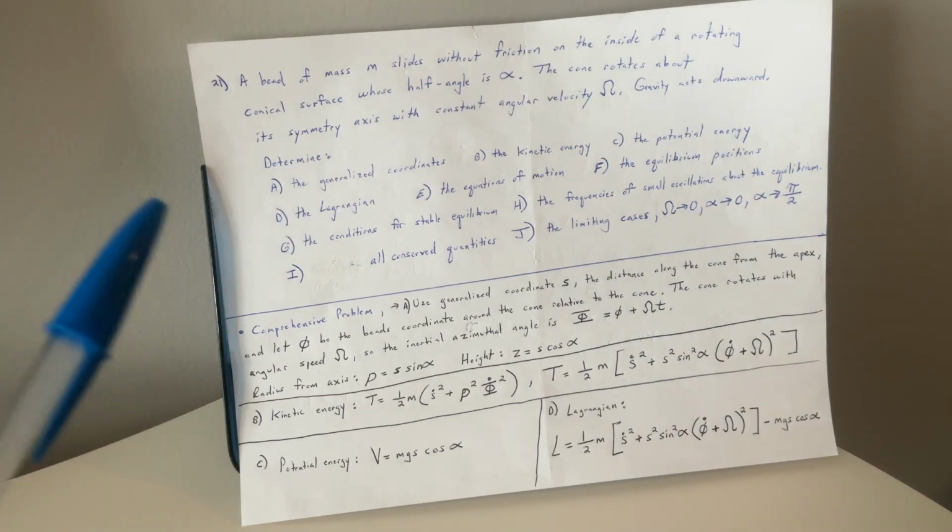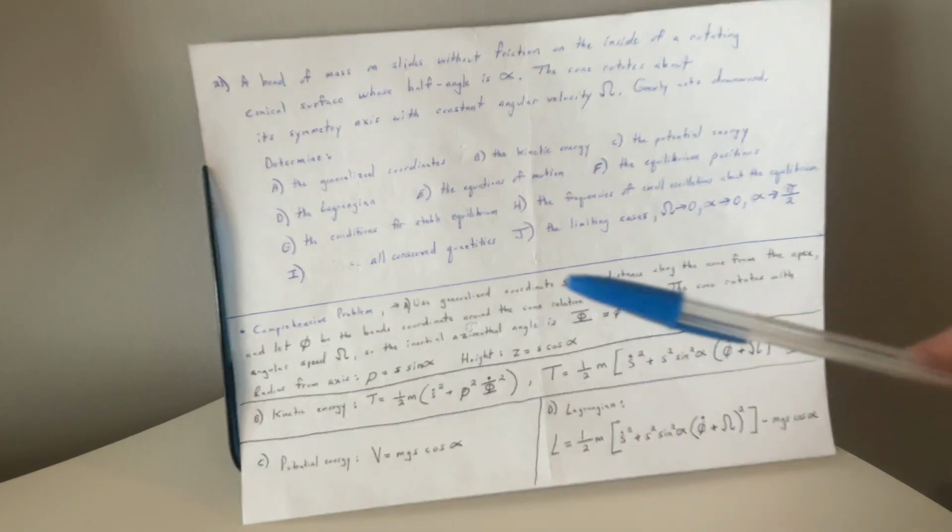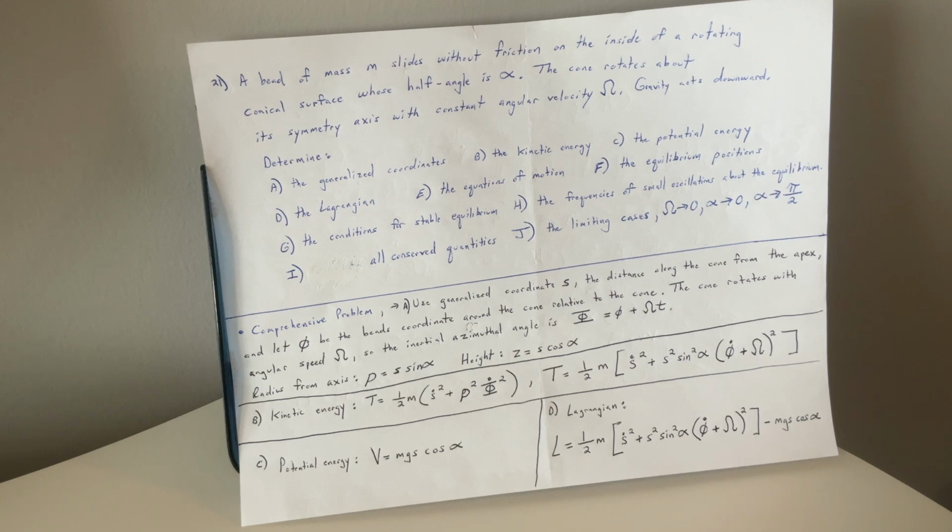Gravity acts downward. Determine the generalized coordinates, kinetic energy, the potential energy, Lagrangian, the equations of motion, the equilibrium positions, the conditions for stable equilibrium, the frequencies of small oscillations about the equilibrium, and all conserved quantities. Limiting cases: capital Omega approaches 0, alpha approaches 0, and alpha approaches pi over 2. So this is a comprehensive problem here.